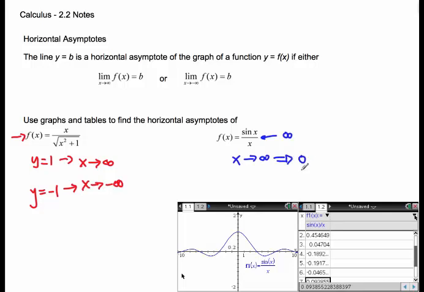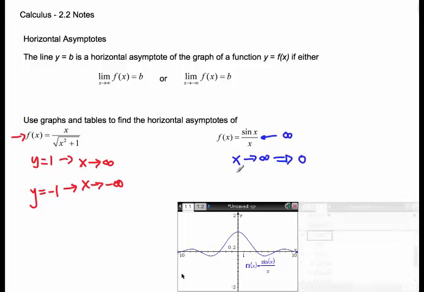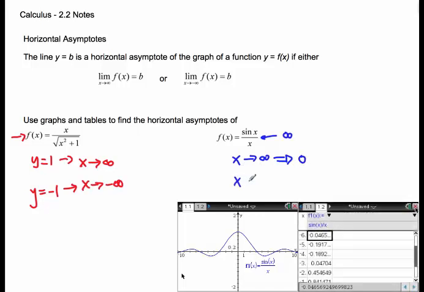And the same thing is going to happen when you go to negative infinity. When you've got x approaching negative infinity, and you can see it on the graph and in the table that I'm showing you right now, when x goes to negative infinity, this graph also goes to 0. So what does that mean? That means that for this problem, y equals 0 is a horizontal asymptote.